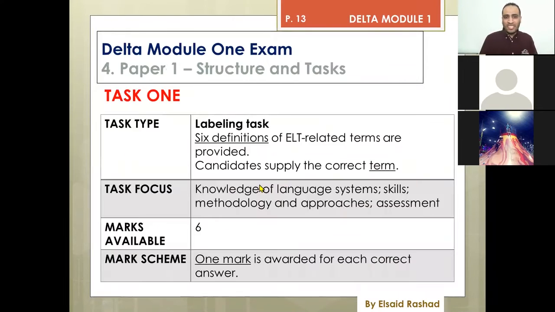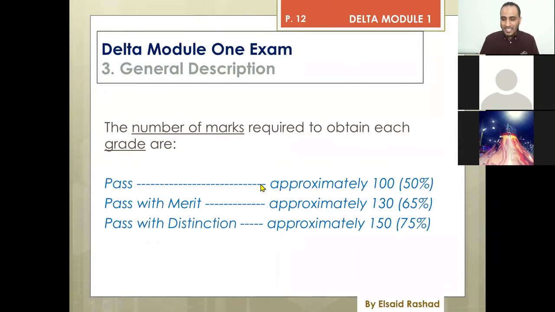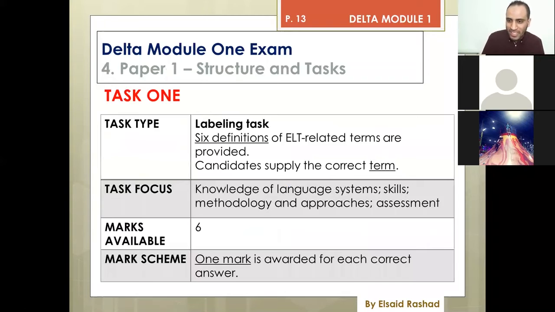So we're now talking about the description of the exam. We gave an introduction about Delta Module 1, then we talked about the aims, and now we finished talking about the general description of the test. And now let's move on to the structure and the tasks, okay? Paper 1, task 1. Let's go over the tasks one by one very quickly, okay?